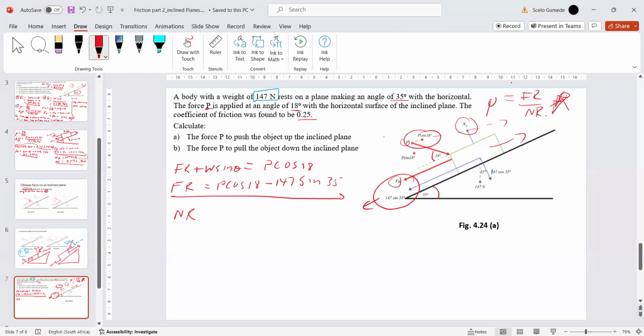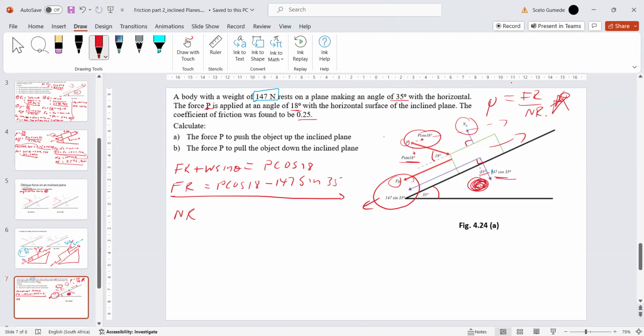Is there any other force going up? I see this P sign is going down. I see that W is going down. So remember, perpendicular, we don't use this one because it's not perpendicular. It makes an angle of 35. We said we want the one that makes an angle of 90.